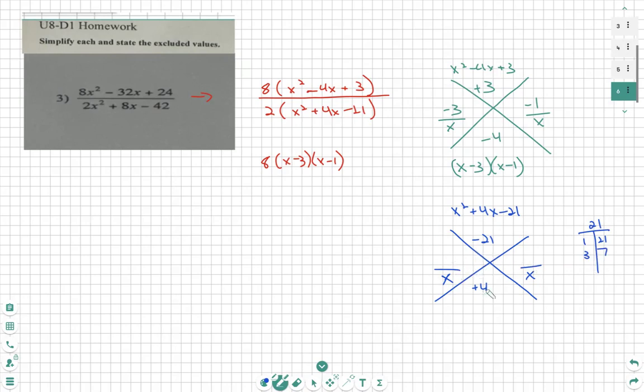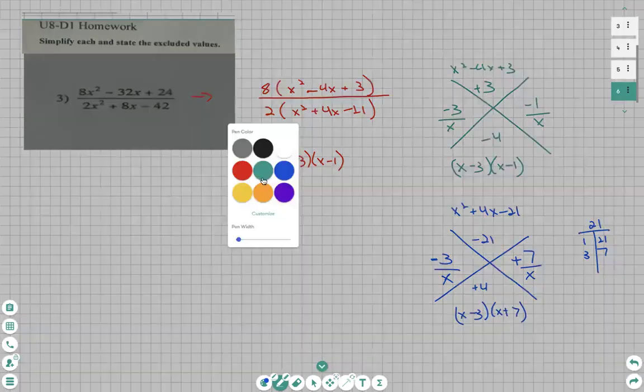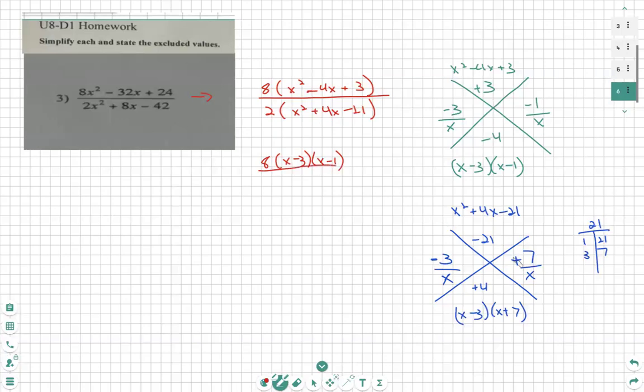So we can see we want a 7 and a 3. But we have a positive 4, so I want a positive 7. The bigger number always keeps the same sign, and this has to flip because we're subtracting them and we need a negative 21. We rewrite everything, x minus 3, x plus 7. And then we can rewrite that in our original fraction as such, 2 times x minus 3, x plus 7.